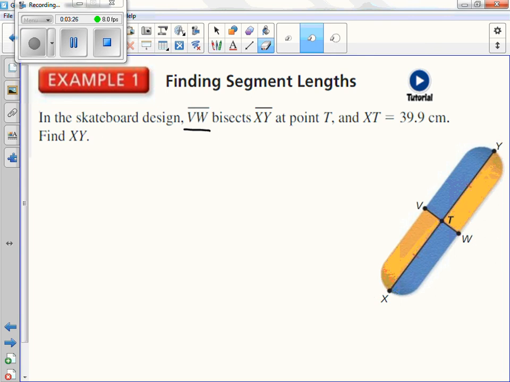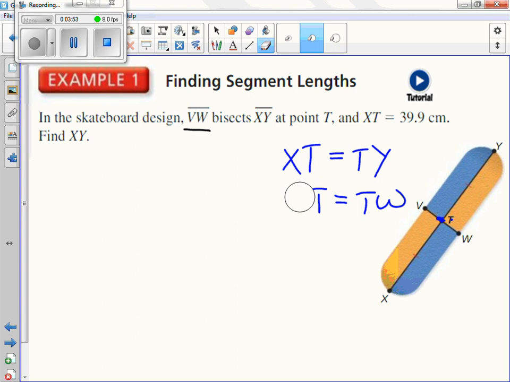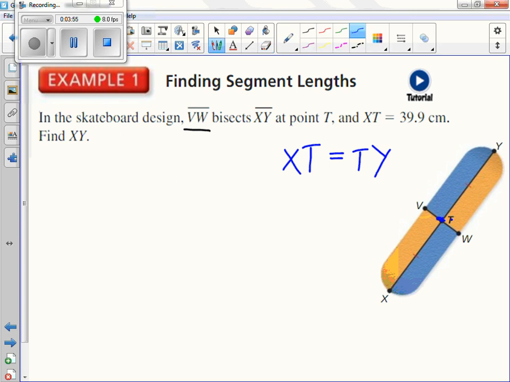At point T, right here in the middle, they bisect, so it cuts it in half. So that is the midpoint. It means the distance from X to T is equal to the distance from T to Y. That's what that bisector means. V to T is also equal to T to W, but that's not as important. We don't really need that. We really just need this here.